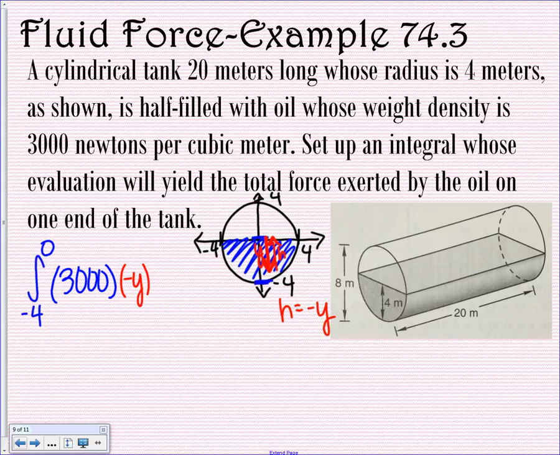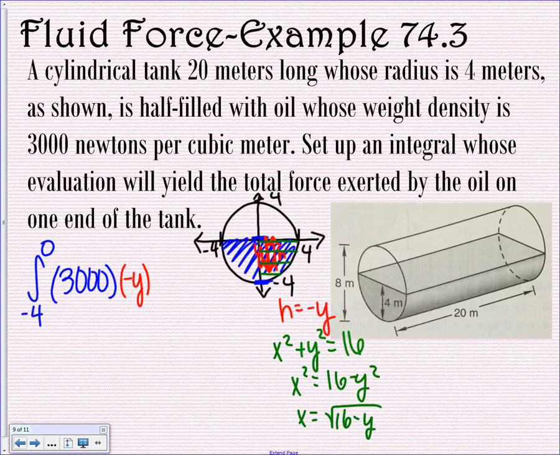Now, for the length of this one, it depends on the equation of the circle. Because do you see the green lines? They get bigger as we get closer to the top of the oil. So the equation of this circle would be x squared plus y squared equals radius squared, which is 16. And so you solve for x. You take the square root, and your x will be the square root of 16 minus y squared.